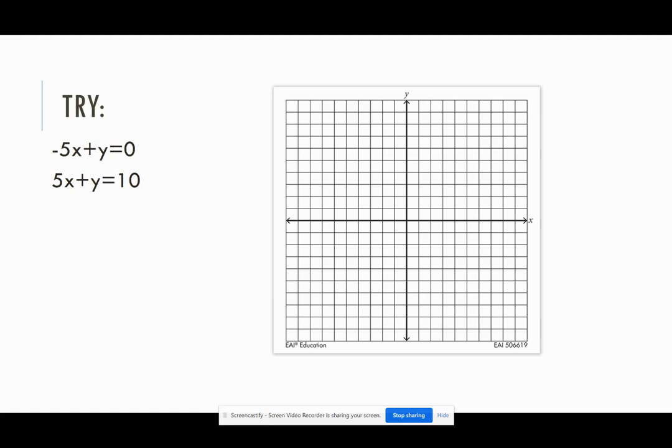So we add 5x to both sides. So we get y equals 5x. We subtract 5x over, y equals negative 5x plus 10. So this means we start at an intercept of 0, 0. And we go up 1, 2, 3, 4, 5 over 1, and repeat that four times. This one we start at 10.